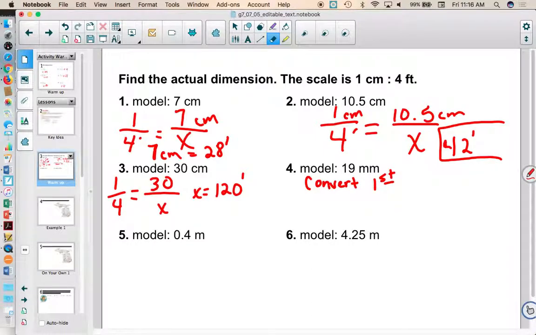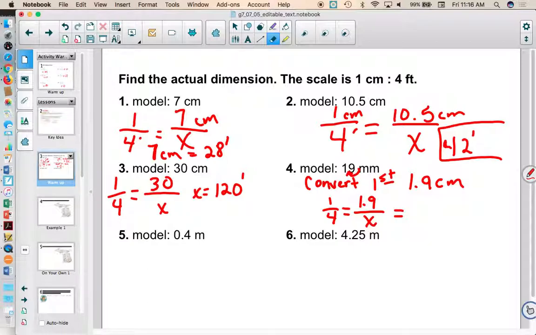How do I do that, Miss Michaela? Ten. So I've got to back it up then, don't I? Good. I've got to back my decimal to 1.9 centimeters. Now I can set it up 1 to 4 equals 1.9 over x. And so what is the actual distance?